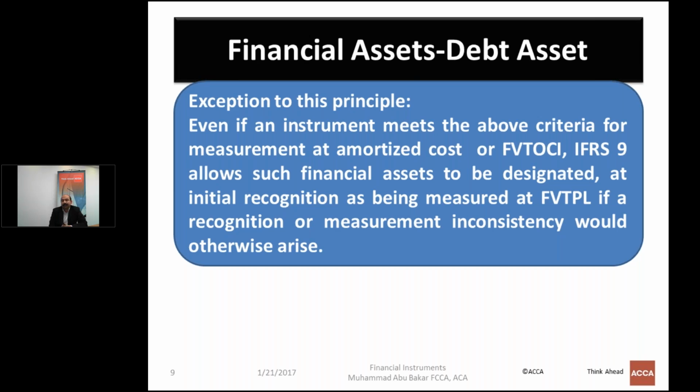Even if an instrument meets the above criteria for measurement at amortized cost or fair value through other comprehensive income, IFRS 9 allows such financial assets to be designated at initial recognition as being measured at fair value through profit or loss if a recognition or measurement inconsistency, that is an accounting mismatch, would otherwise arise from measuring assets or liabilities or recognizing the gains and losses on them on different bases.